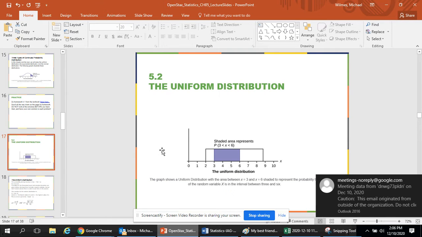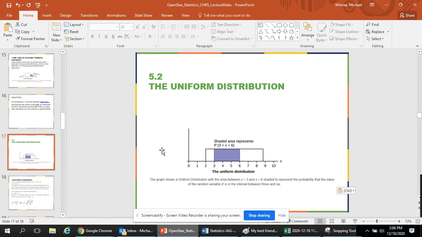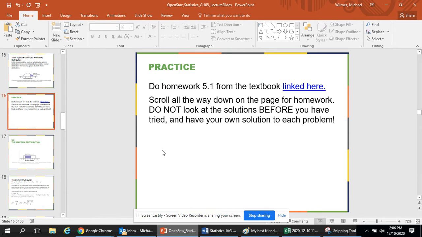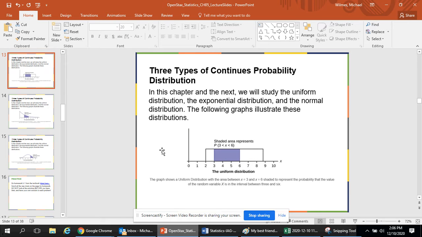Hey everybody, welcome. This video is going to be looking at the uniform distribution, and we're going to be doing a few calculations with this. So remember from last week, we looked at three different distributions: the rectangular one, the uniform one. This is where something has an equal chance of happening, such as rolling a die or picking a random number.